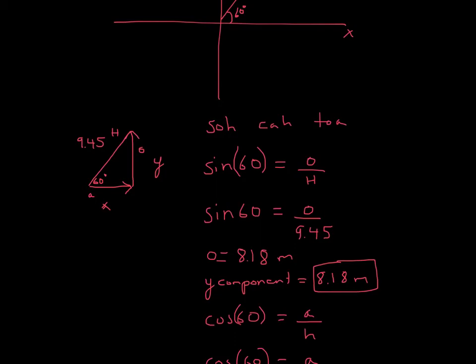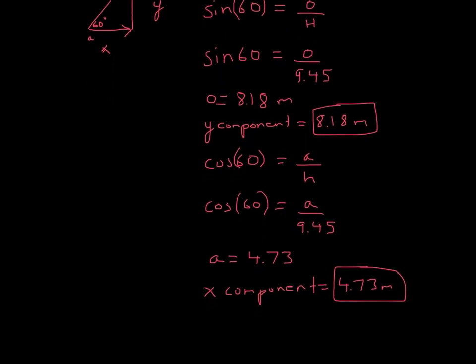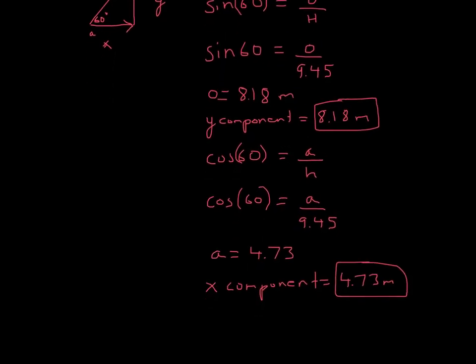Next, we'll solve for the x component. So the x component is the adjacent side over the hypotenuse. For the adjacent side, we don't have a number, but for the hypotenuse, we do. So we can plug in 9.45 right here, and then we multiply each side by 9.45, and then you'll get 4.73. And this is cosine because it's adjacent over hypotenuse. So then you get your answer of 4.73. And since the adjacent side is correlated with the x component, that's your answer. 4.73 is the x component.